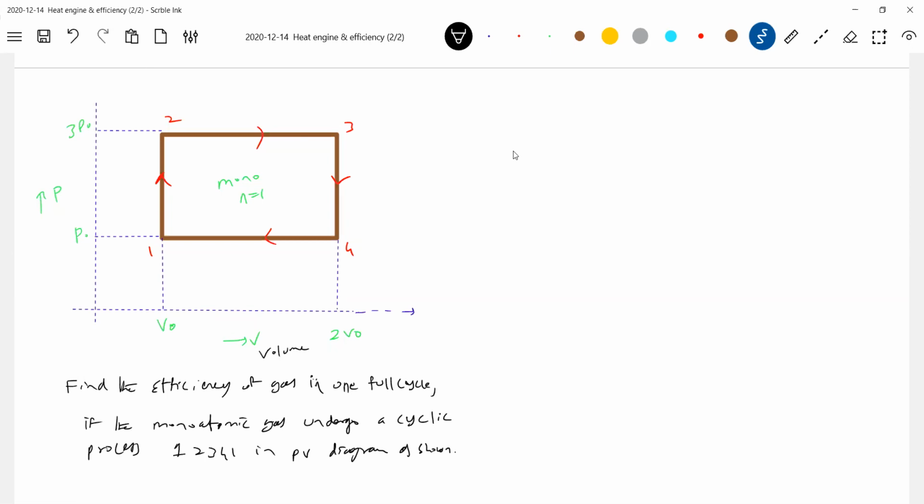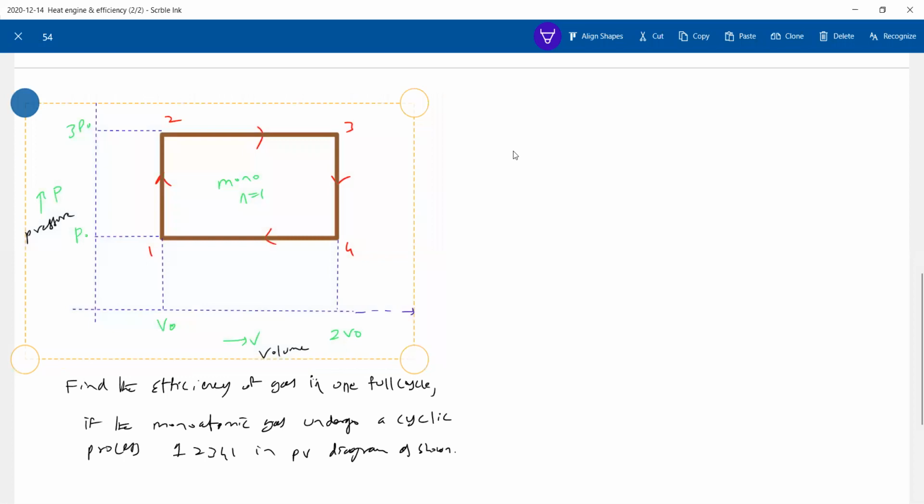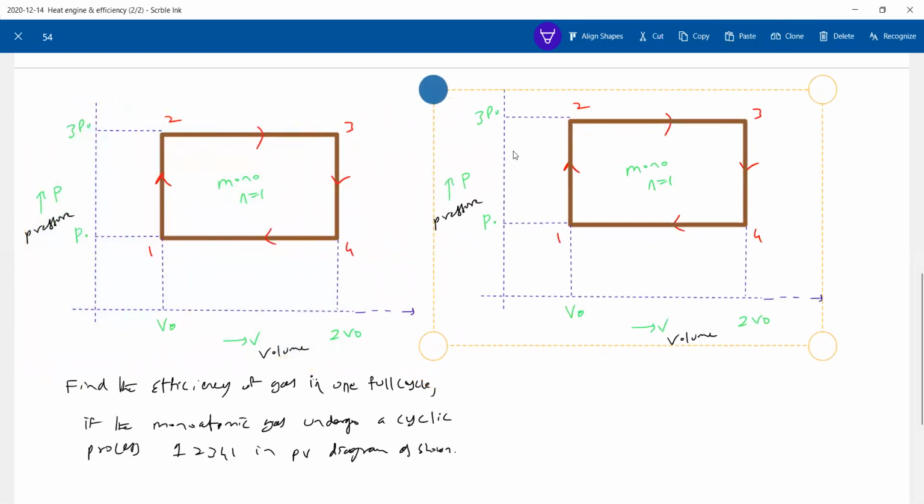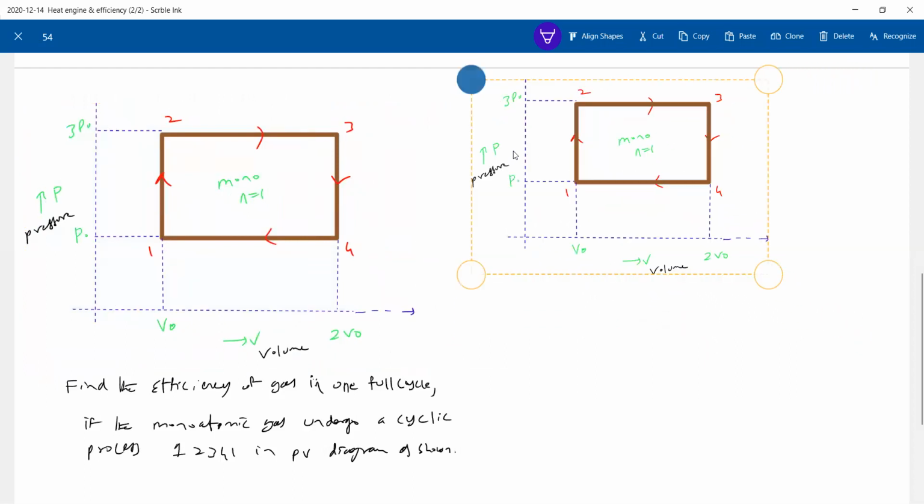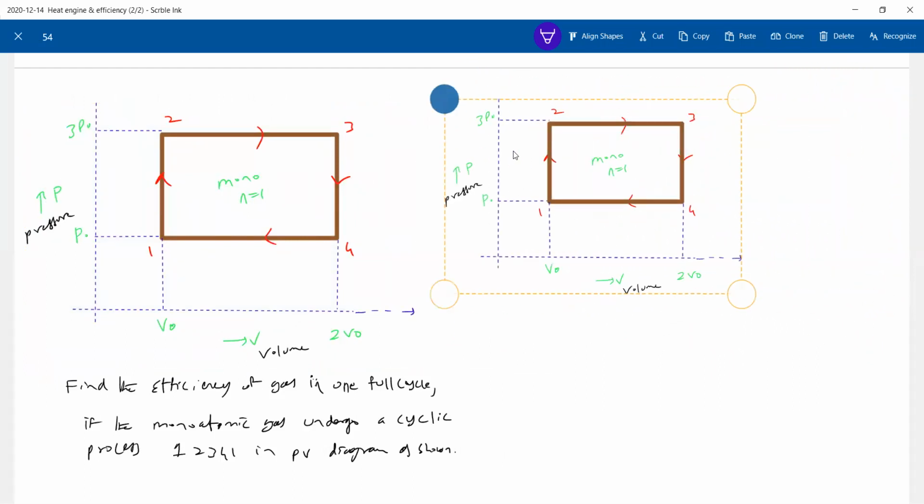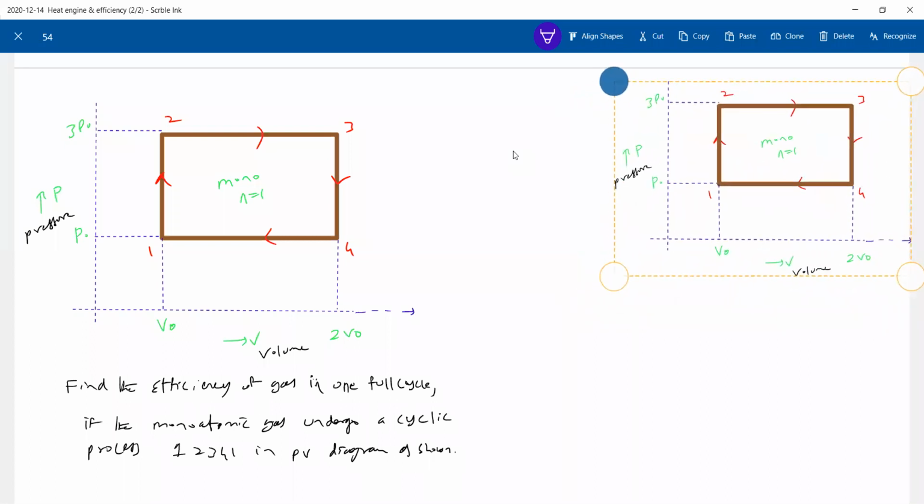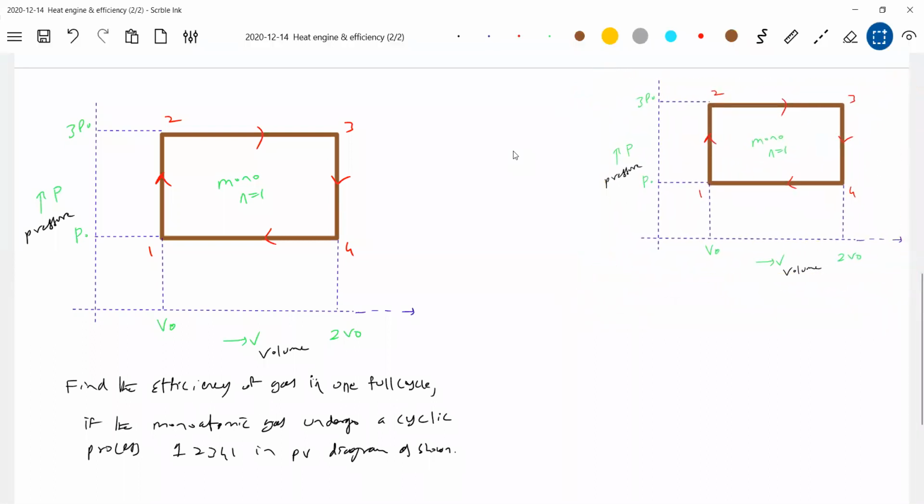The first thing, let me write all things in detail. What is the path 1, 2 first? We have to plot equivalent graphs. Now let's come to this one. What is the path 1, 2? Volume constant and pressure increases. So it should be isochoric heating, and as it is isochoric heating, heat will be absorbed.